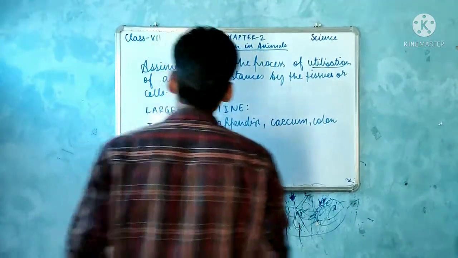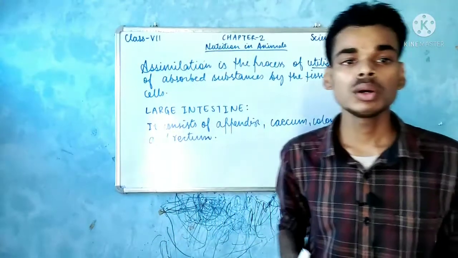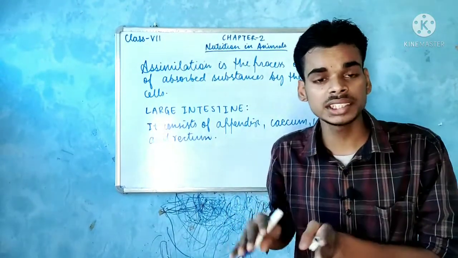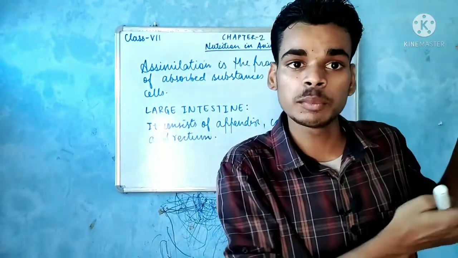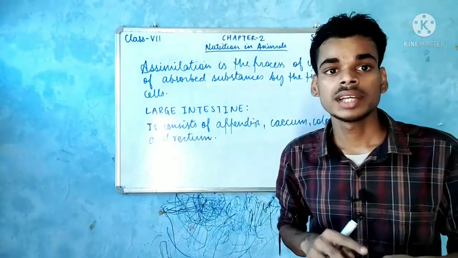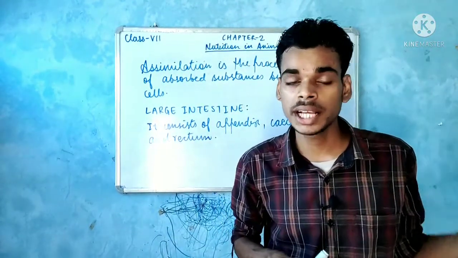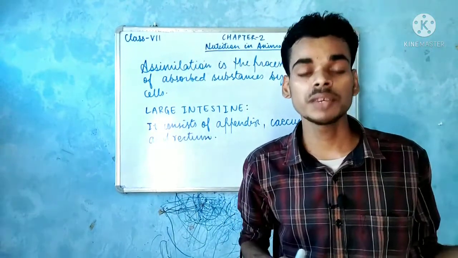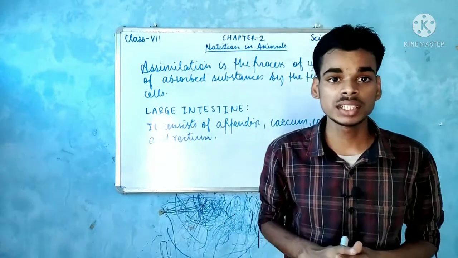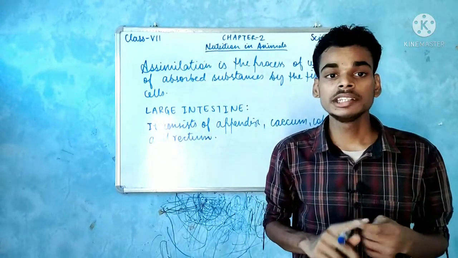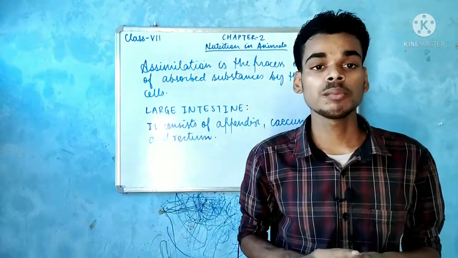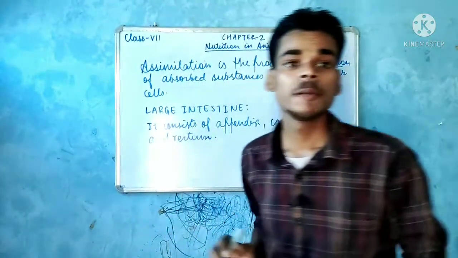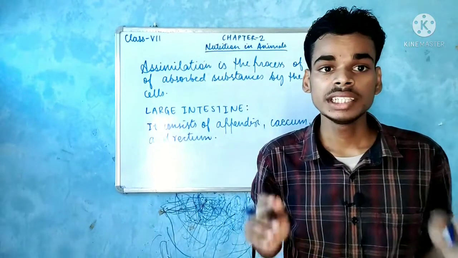The function of the large intestine is to absorb water and minerals from the undigested food that is passed to the large intestine after the process of digestion and absorption in the small intestine. After absorbing water and minerals from the undigested food, the waste products are passed on to the rectum, where they are stored as semi-solid matter, and after that removed through the anus in the form of fecal matter, that is called egestion.